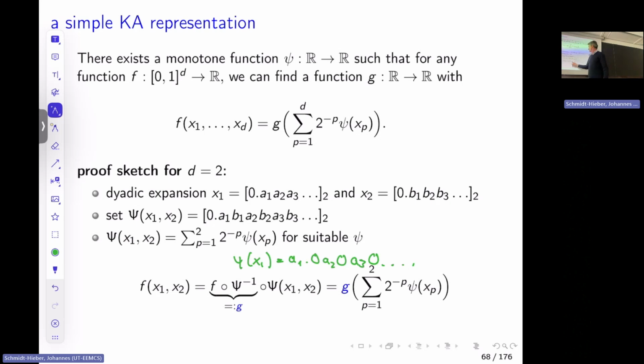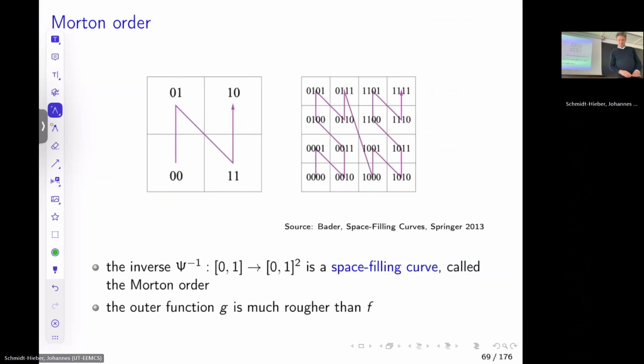And if we define this to be the G, then we have this representation, which is exactly like this thing. Yeah, and there you see basically what the underlying argument is. The thing is that actually what this psi minus 1 does, it's a space filling curve. It's not one, it's a very specific one. It's called the Morton order.